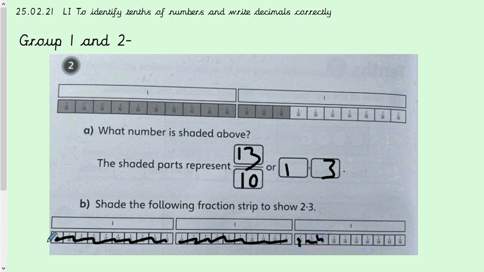Okay. Don't worry if you didn't do that one because you weren't able to print it out. As long as you did the first one, that's good.